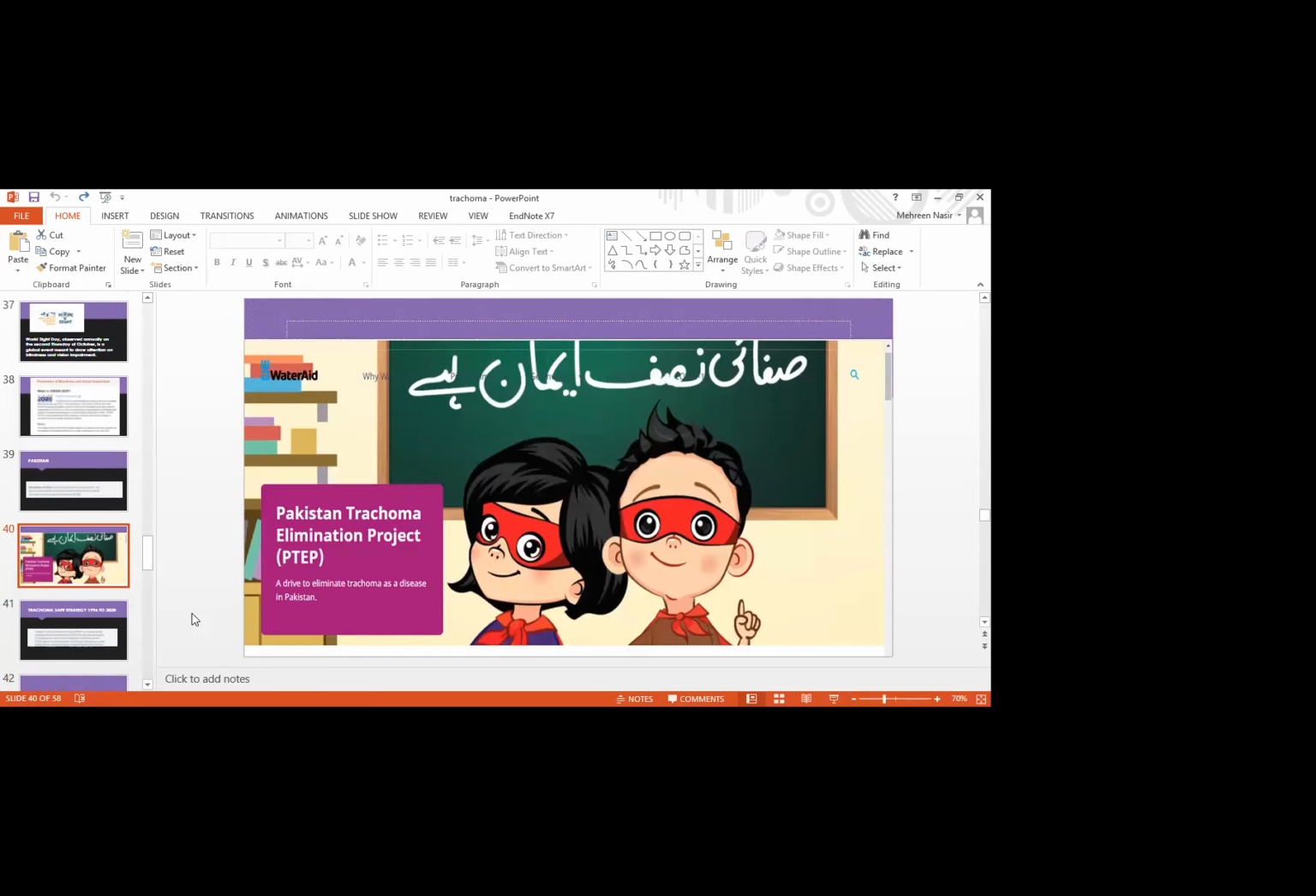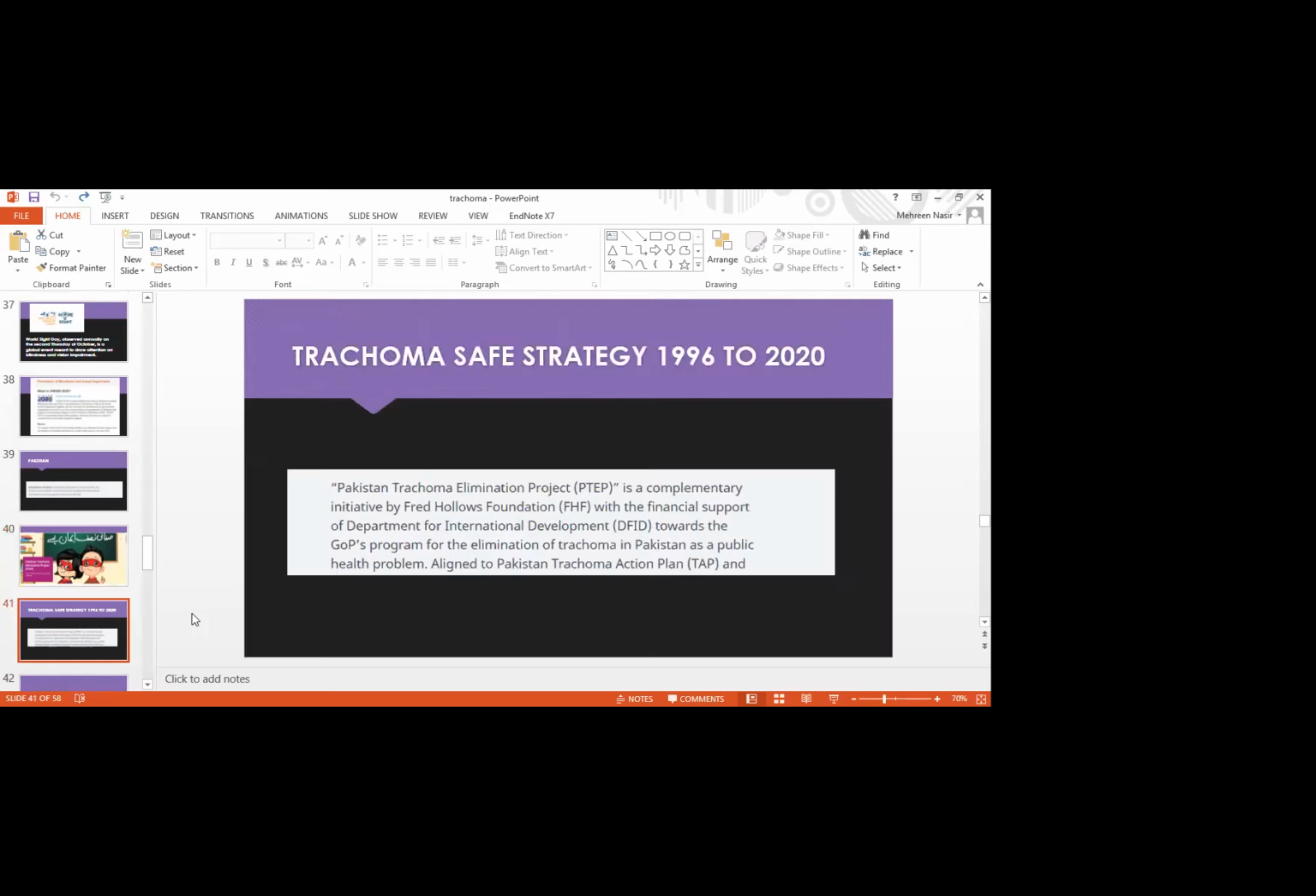For eliminating trachoma in Pakistan, there is the Pakistan Trachoma Elimination Project, which is a drive to eliminate trachoma as a disease in Pakistan. Trachoma SAFE Strategy 1996 to 2020: the Pakistan Trachoma Elimination Project is a complementary initiative by the Fred Hollows Foundation with the financial support from DFID towards the GOP's program for the elimination of trachoma in Pakistan as a public health problem.